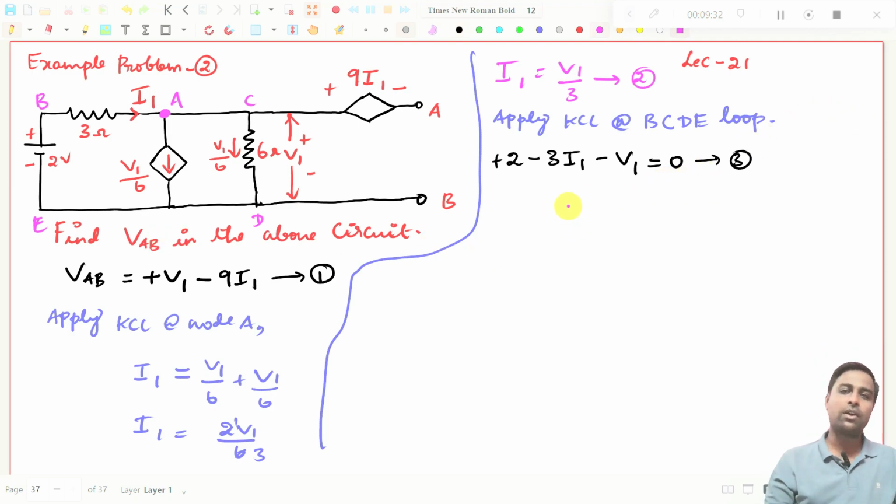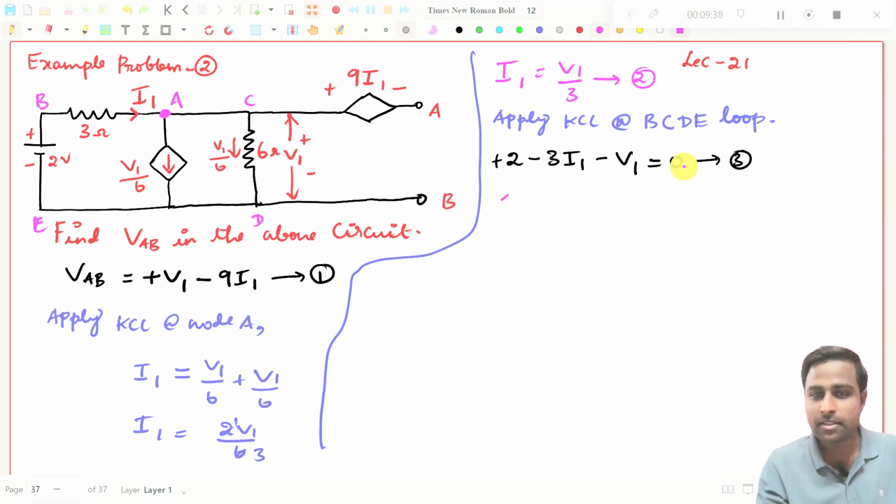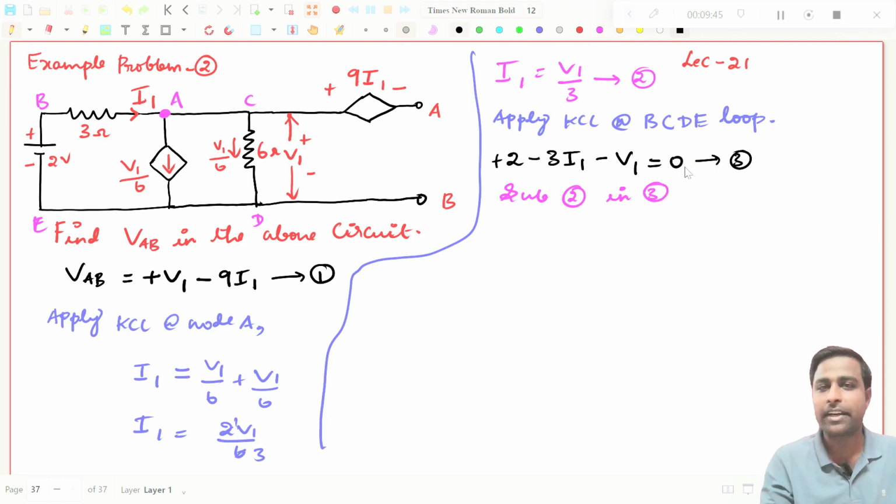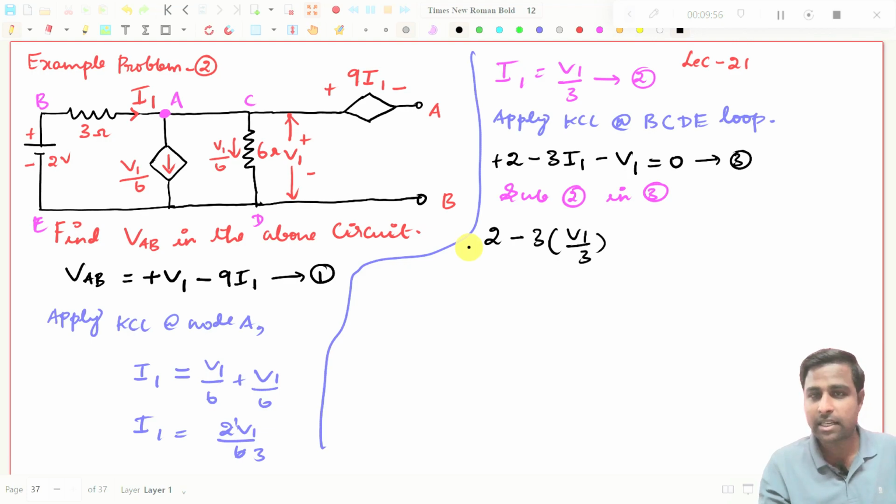Now what you can do, you just substitute this I1 in this expression. That means substitute 2 in 3, what you will get? So I am just substituting. So this is 2 minus 3 into V1 by 3. That is, instead of this I1, I have substituted V1 by 3, minus, already there is V. So that should be equal to 0.